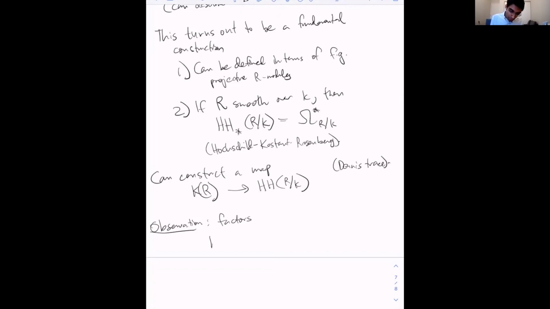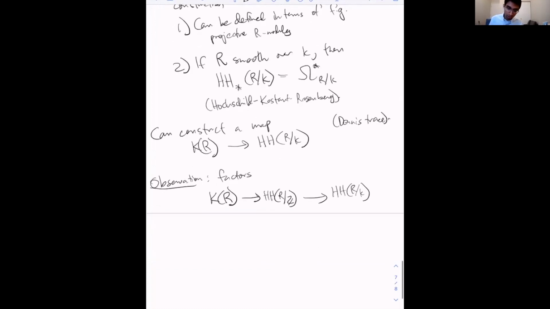So if you take the Dennis trace, it factors. It goes into the Hochschild complex of R over K, but in fact, it factors over the Hochschild complex of R over the integers. So you're allowed to vary the base K, and in principle, if you make K as small as possible, you might get more information. In particular, you can take K to be the integers, Z. And you might be able to detect more classes that way, because any class that you can detect in Hochschild homology over K, you can detect in Hochschild homology over Z. So taking K equals Z can give more information.